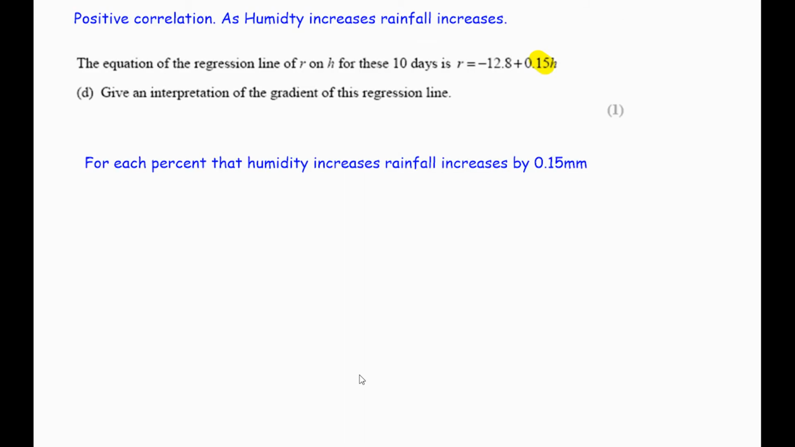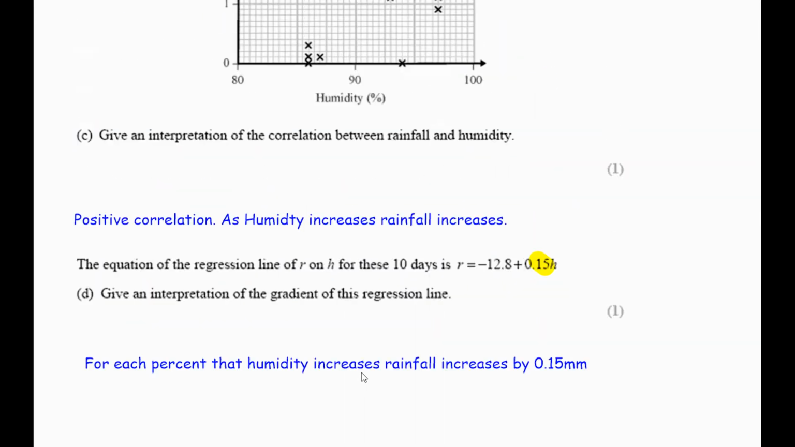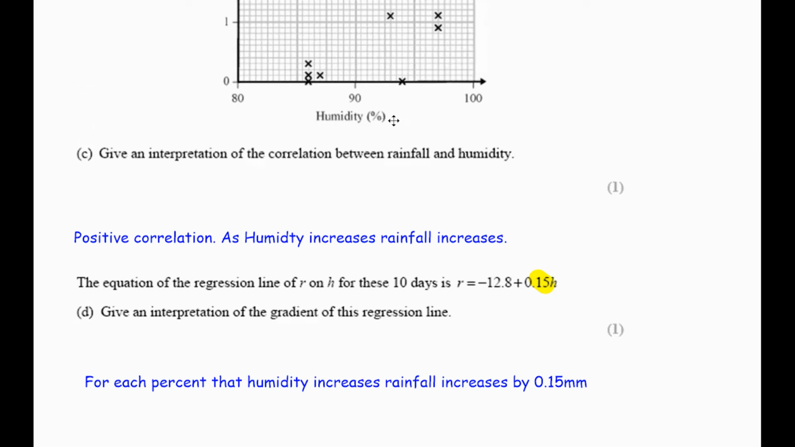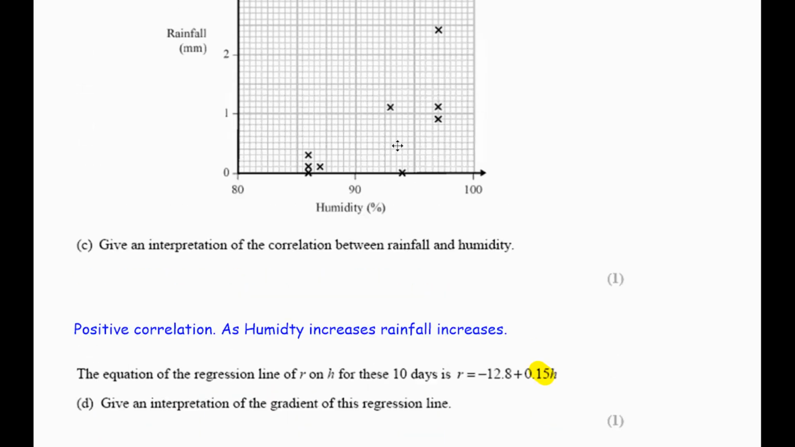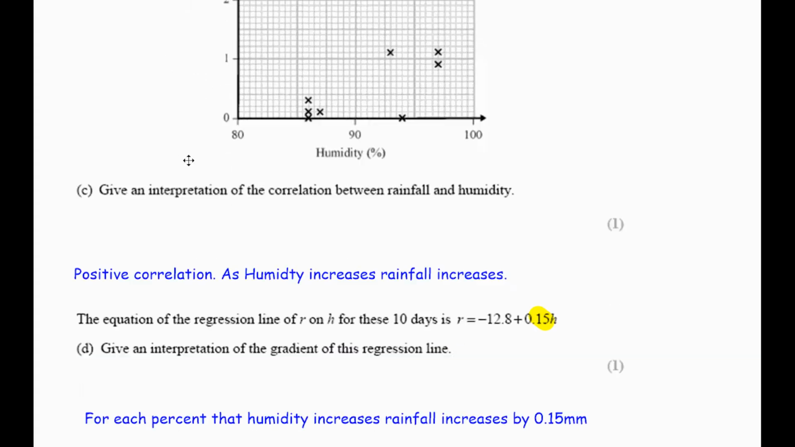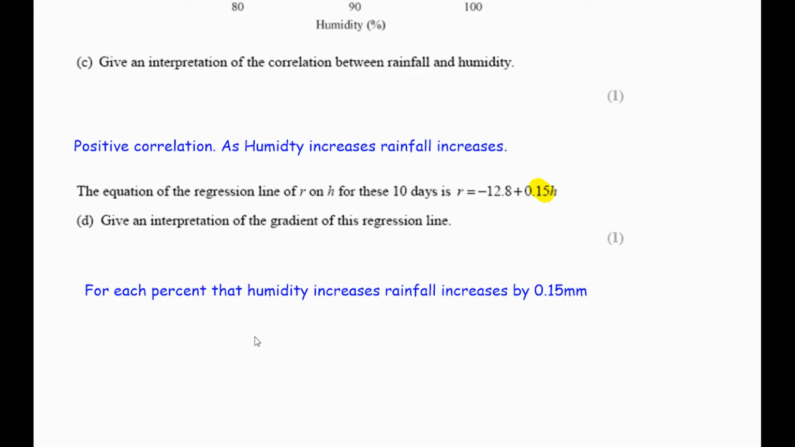More formally, for each percent that humidity increases, rainfall increases by 0.15 millimeters. I just went back to check what the unit for humidity was, it was percentages, and the unit for rainfall is millimeters. So I can incorporate that into my response. For each percent that humidity increases, rainfall increases by 0.15 millimeters, and that's going to be worth all of the marks.